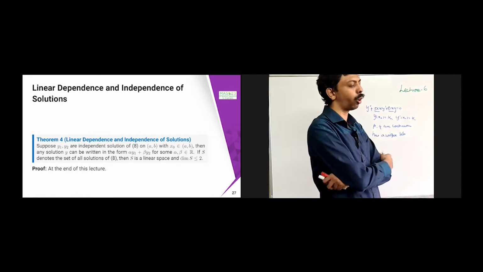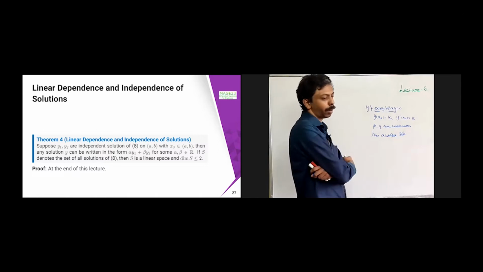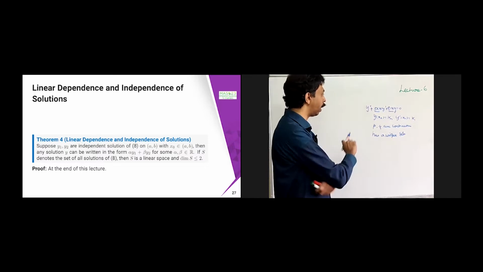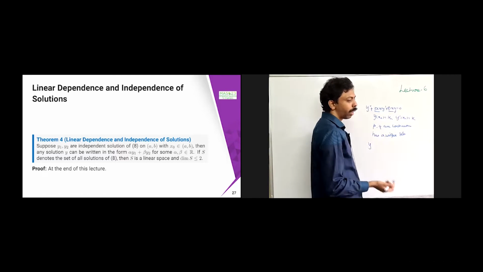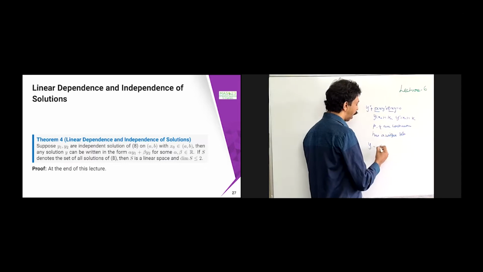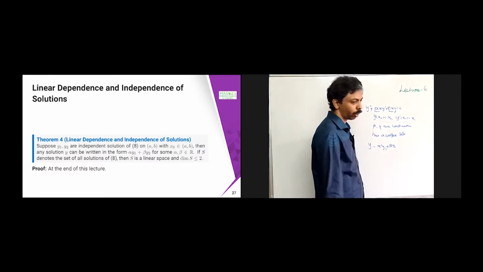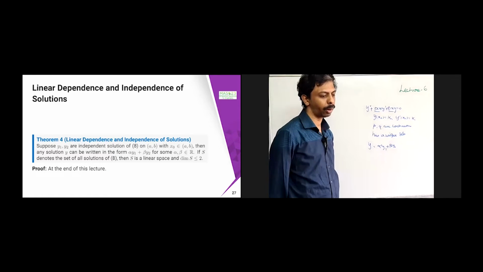Suppose y1 and y2 are two independent solutions of this equation on some interval a b, with x naught belonging to a b. Then any other solution y can be written in the form alpha y1 plus beta y2, where alpha and beta are some constants. You can find some alpha and beta such that alpha y1 plus beta y2 equal to 0, where alpha and beta are real numbers.